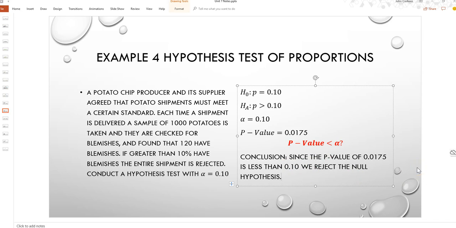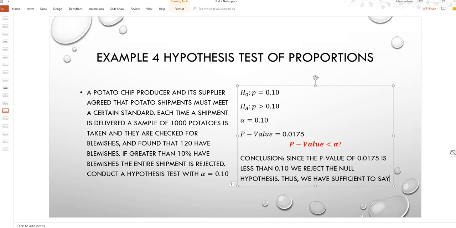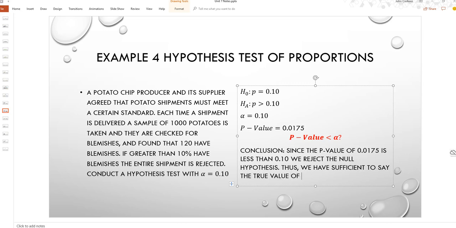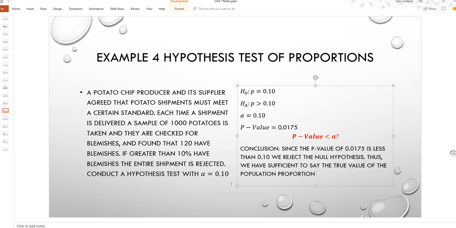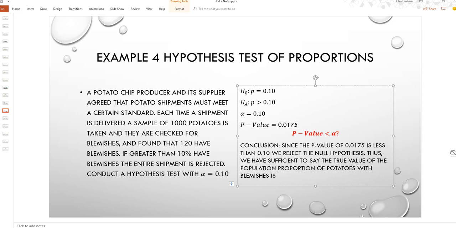And now our conclusion is going to be very similar, right? So thus, we have sufficient evidence to say the true value of the population. Here we're still dealing with a proportion, right? Proportion of, we're talking about potatoes with blemishes, is, and our alternate here is greater than, so is greater than, you could say 0.10 or 10%. And there we go. That's it. That's our conclusion. All right, so take a minute now if you need to pause and catch up. Otherwise, moving on.